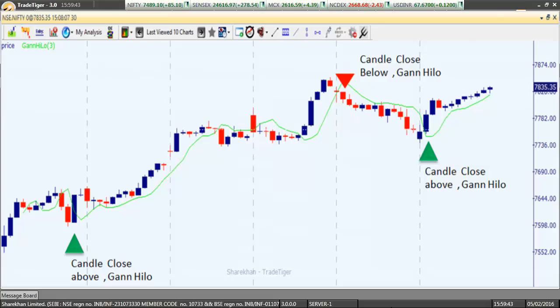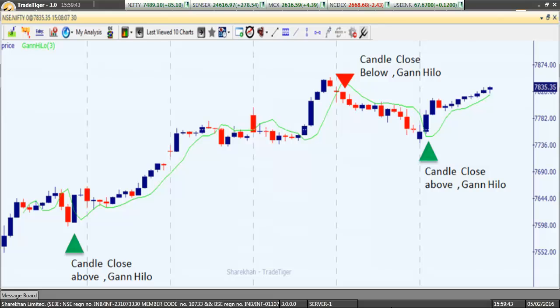Well, what I've done over here, I've taken a picture of a Gann HiLo indicator applied on a daily chart of Nifty. Well, as I have discussed a minute back, we can easily find the areas or the candles which have closed above Gann HiLo indicator.